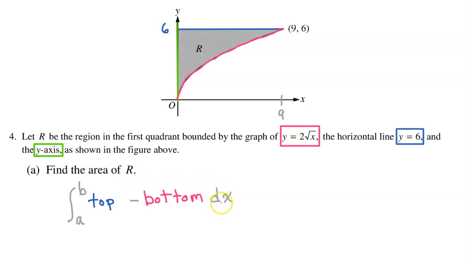If you integrate with respect to x, you can find the area between two curves by integrating the top function minus the bottom function. In this case, the top function is 6, and the bottom function is 2 radical x. From left to right, region R goes from 0 to 9, so these are the limits of integration.